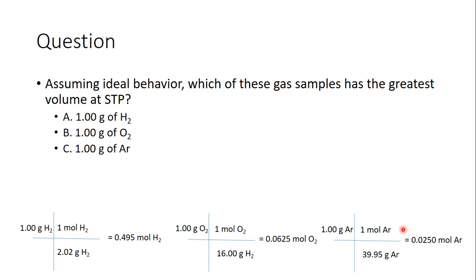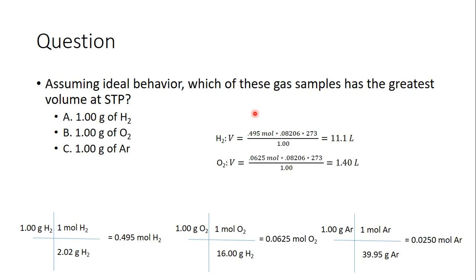Now for our moles, we have to calculate what the volume is. So for hydrogen, I'm going to use PV equals nRT. I have all the values listed in here already, solving for V. So with 0.495 moles of hydrogen, we have 11.1 liters. For oxygen, with 0.0625 moles of oxygen, we have 1.40 liters. And with argon, with 0.025 moles, we have 0.560 liters. So the gas that takes up the greatest amount of volume would be hydrogen.